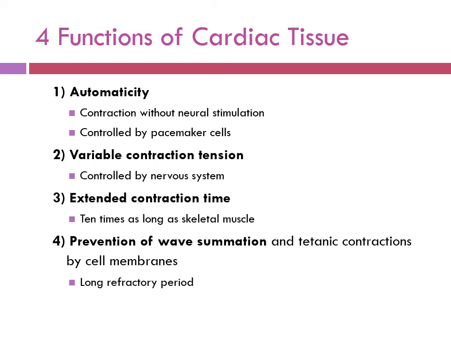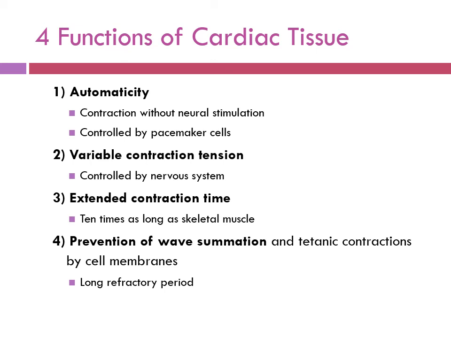There's a variable contraction tension, which is controlled by the nervous system, which means the nervous system can make your heart pump harder and faster, or less hard and slower. It has an extended contraction time, so the contraction of cardiac muscle is 10 times longer than the contraction of skeletal muscle, and it prevents wave summation and tetanic contractions because it has a very long refractory period.